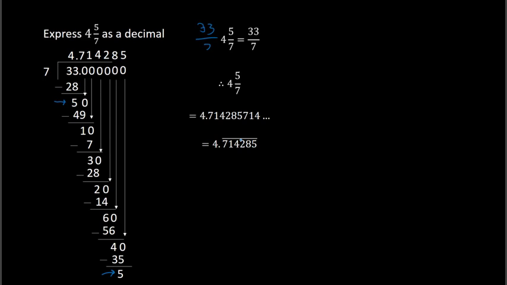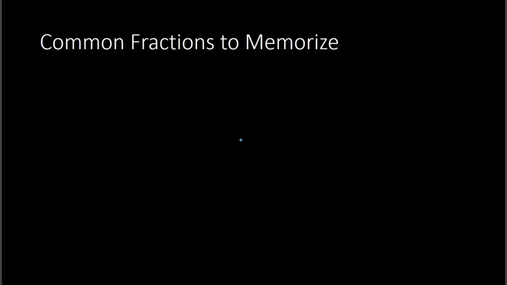Now there are some common fractions that are just good to know, the conversion to a decimal in your head without needing to calculate every time. So here are a few common fractions that you should have memorized. The first one is 1/2. So 1/2 is the same thing as 0.5. Okay, next we have 1/3 and 2/3. So 1/3 is 0.3 repeating. 2/3 is twice that, which is 0.6 repeating.